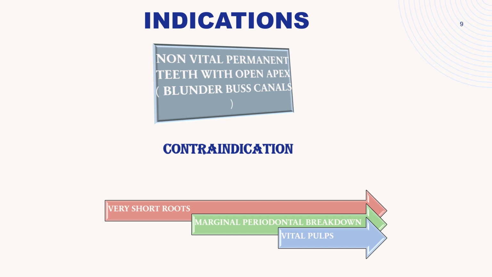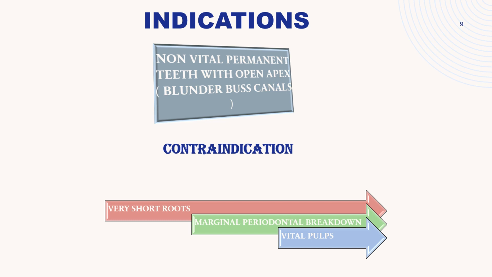Indication: non-vital permanent teeth with an open apex, or a blunderbuss canal. In these cases, we can't do the root canal with an open apex. So in these cases, we need to do the closure of the apex by following the procedure of apexification using the following materials: zinc oxide eugenol paste, tricalcium phosphate, collagen calcium phosphate gel, calcium hydroxide, mineral trioxide aggregate.